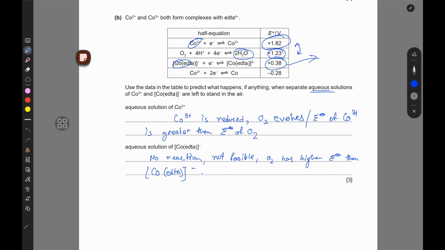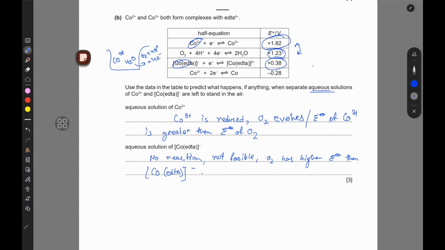Great. So what they're telling you is they have separate beakers or separate aqueous solutions of, let's say, CO3+ and H2O, which by the way will break down, according to this equation, into O2 plus 4H+ and give you 4 electrons. So that is one beaker.